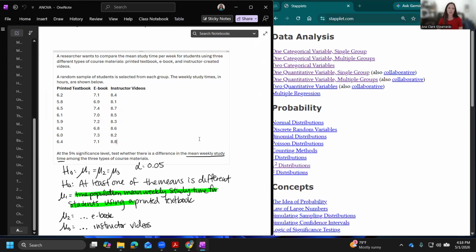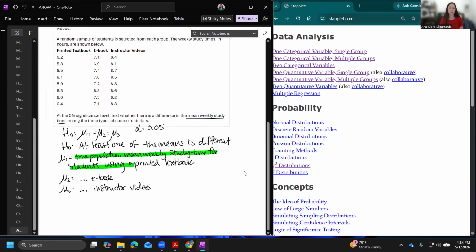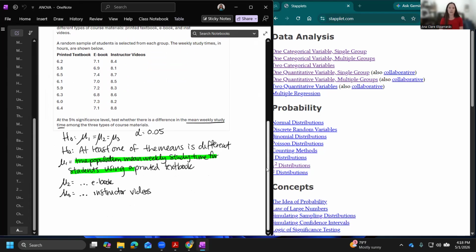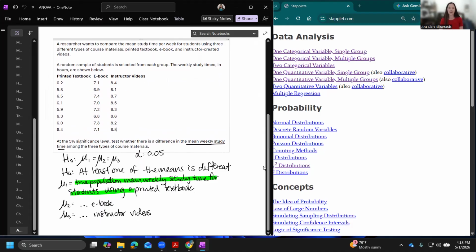So now we need to check our conditions. In order to check conditions, what we need to do is determine whether the samples were random, independent, large, and have equal standard deviation, or equal variance is what we call that condition. So for random, we are told that the students were randomly sampled.